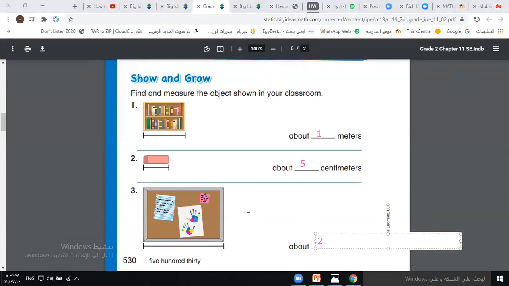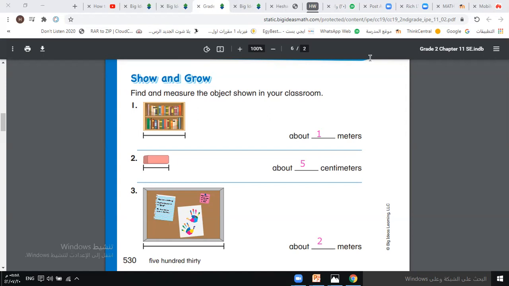Now, my dear students, please pay attention. To measure long objects, use a meter stick. It's by meters. To get the length of a short object, use a centimeter ruler. Get the answer by centimeters. Now let's answer the next question. Don't forget the length of the meter stick. It's like the width of the door. The width of the door is about 1 meter.